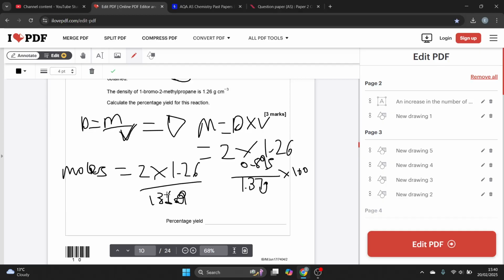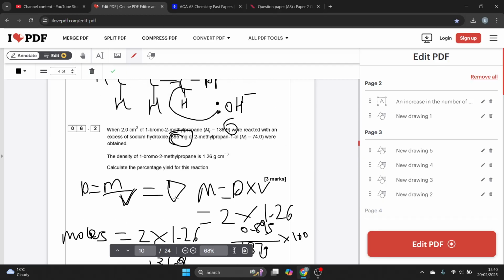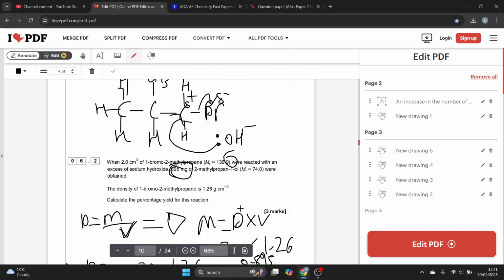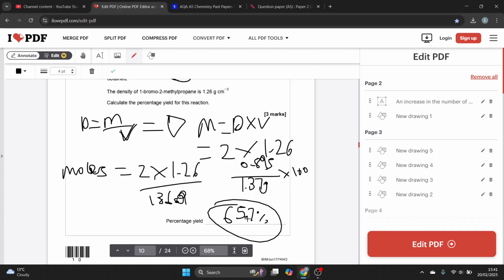2 times by 1.26 over 136.9. That's the moles. Then do that times by the MR of the propan-ol, 74. Then you get 1.36, and 0.895 over my answer times by 100. Yeah, perfect. I get 65.7%. Just misread the MR for 1-bromo-2-methylpropane.